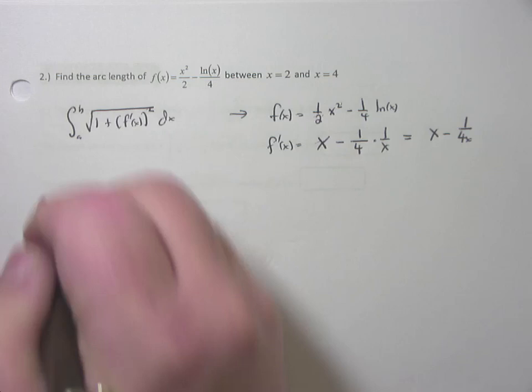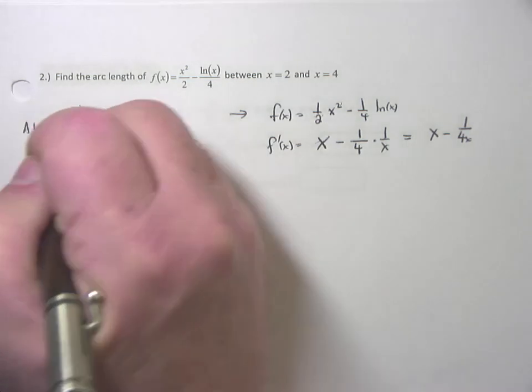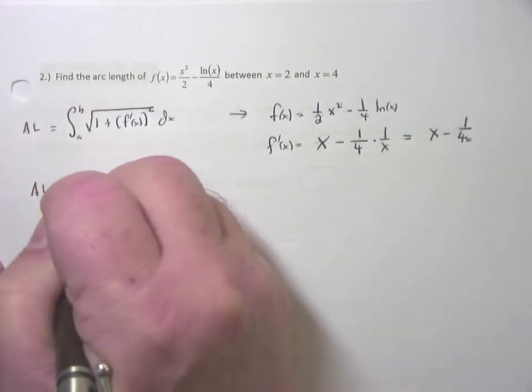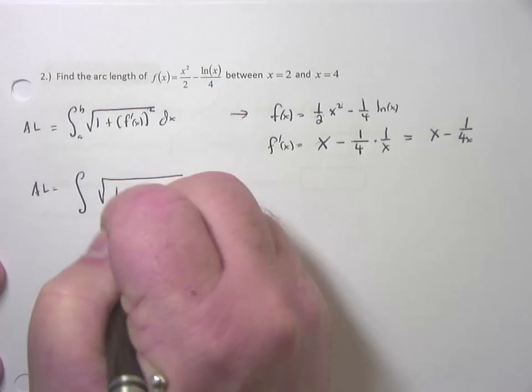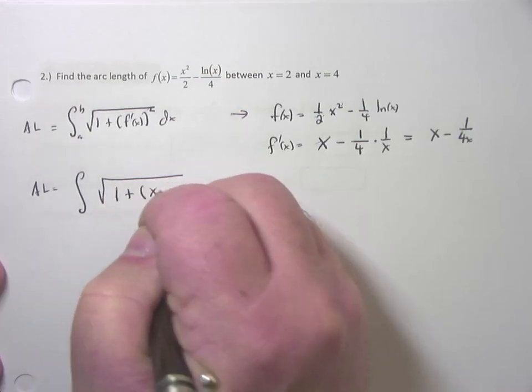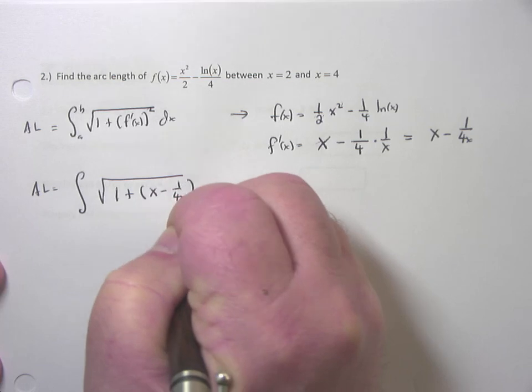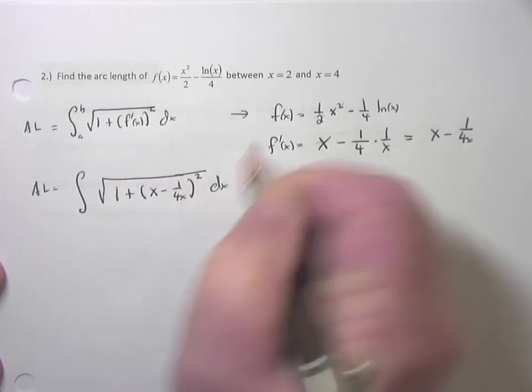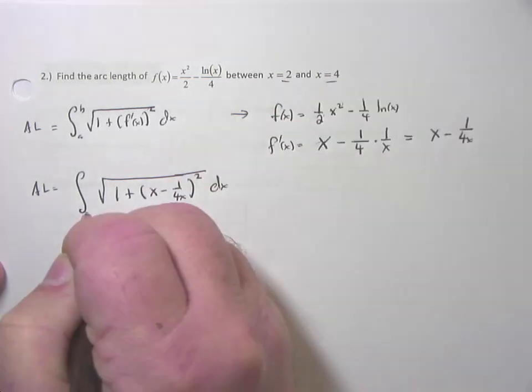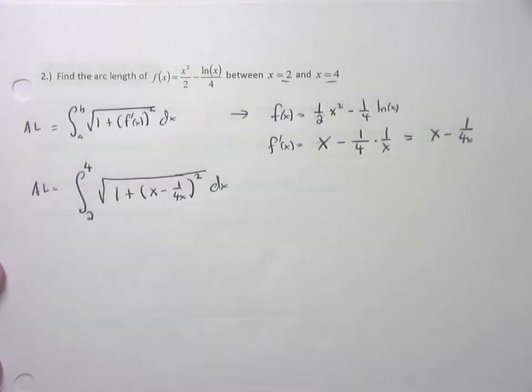Plugging it into my arc length, my arc length would be equal to the integral of the square root of 1 plus x minus 1 over 4x quantity squared dx between my bounds, from 2 to 4, as those were given to me. Does that make sense?